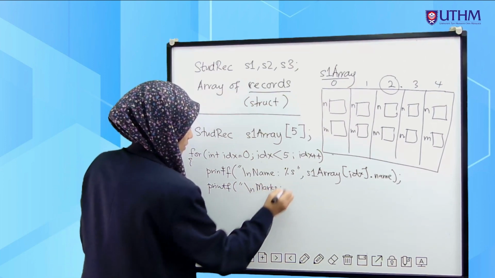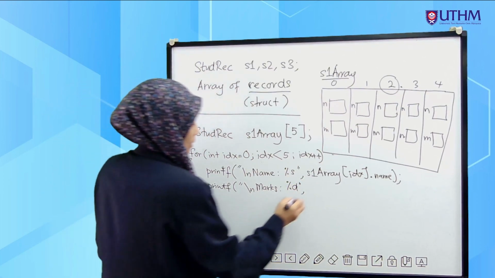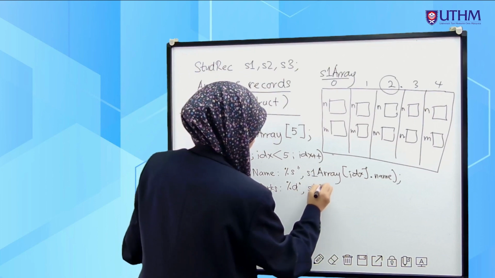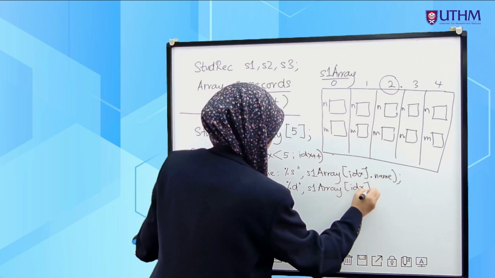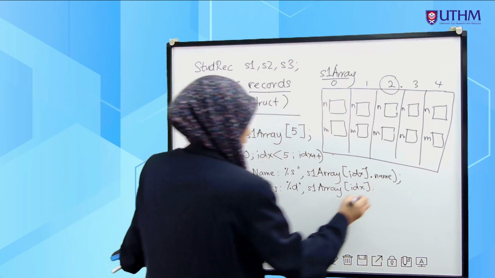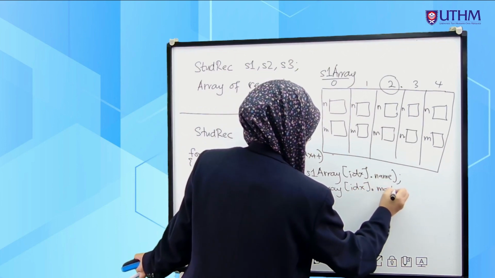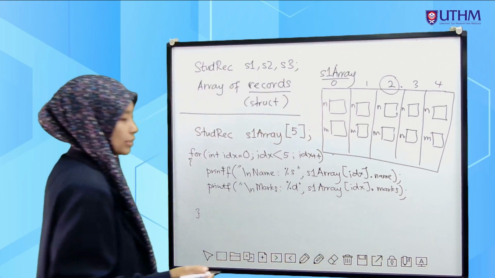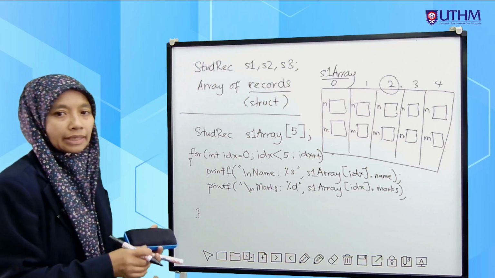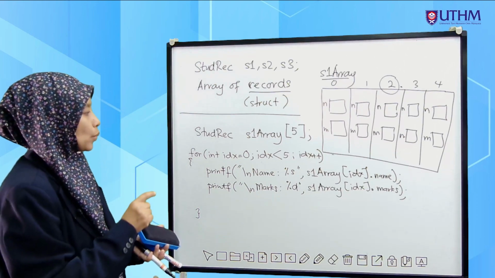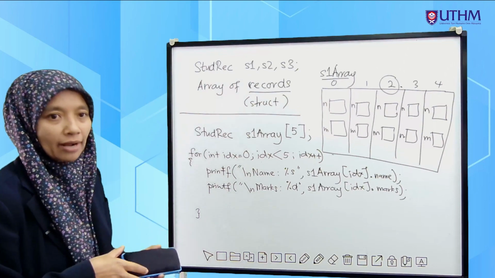Marks: %d", because the marks are integers, followed by s1_array, that is the array name. For every index you want to display the output, so you have dot marks. So this is how you display the output from the array. Now we are done with how to display the output from the array of struct.